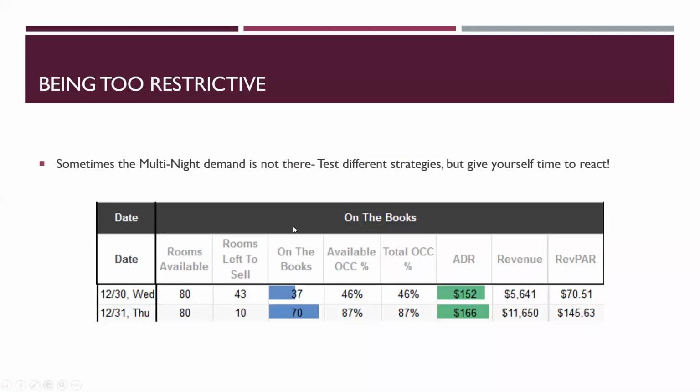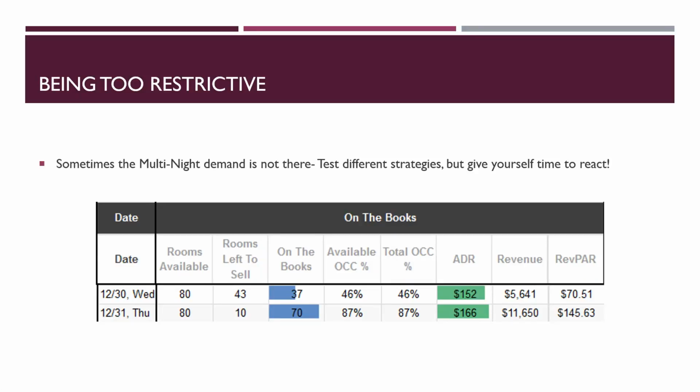The screen cap that I have here is a mistake that I made a couple weeks ago, actually. We had a big football game come into town, and I left that minimum length of stay restriction on. I had a 2-night stay restriction here on the 31st, and I left it on for too long, and we didn't hit the sellout. I only removed that length of stay restriction about 7 days prior. Always make sure that you're testing out different strategies, but still give yourself time to react.